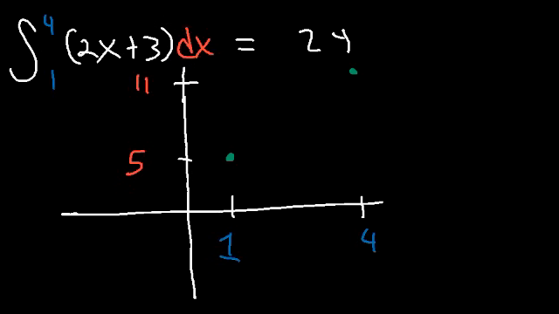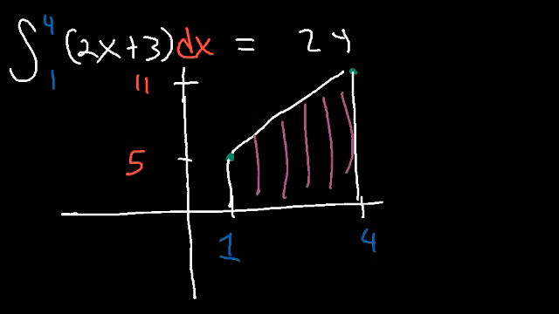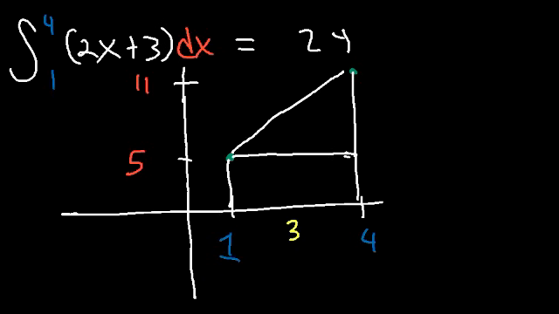So what we need is the area of this region. That is the entire area, bounded from 1 to 4, between the x-axis and the line. To calculate the area using geometry, we need to break it up into a rectangle and a triangle. So let's focus on the rectangle. The rectangle has a length of 3. The difference between 1 and 4 is 3. And the rectangle has a height of 5. 3 times 5 is 15.